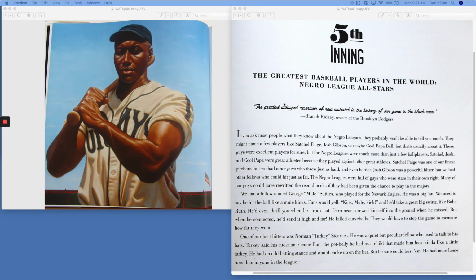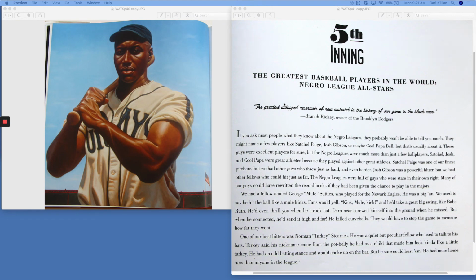Satchel Paige was one of our finest pitchers. But we had other guys who threw just as hard and even harder. Josh Gibson was a powerful hitter, but we had other fellas who could hit just as far. The Negro Leagues were full of guys who were stars in their own right. Many of our guys could have rewritten the record books if they had given the chance to play in the majors.